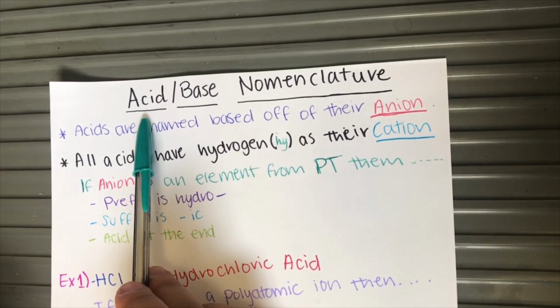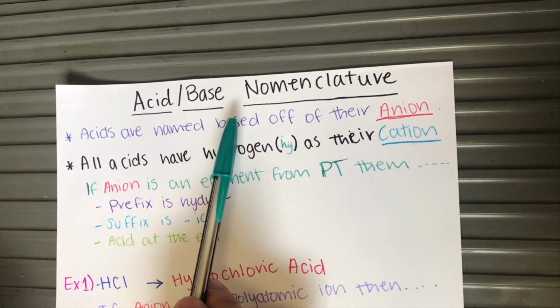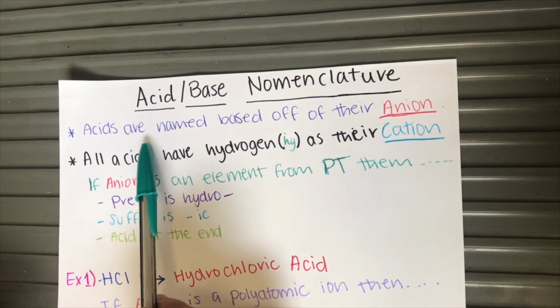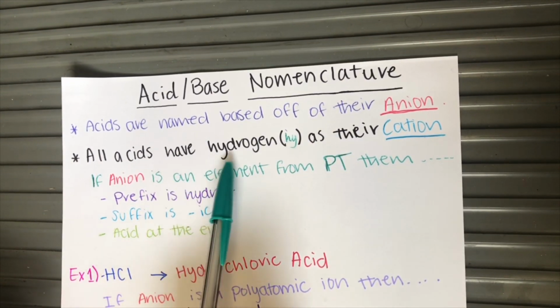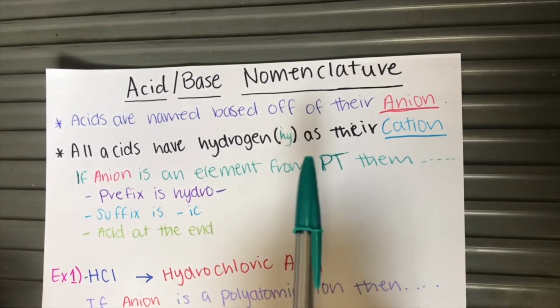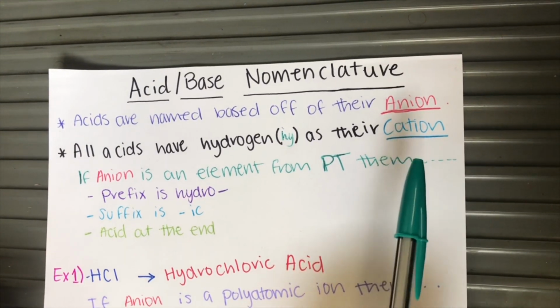Today we're going to talk about acid and base nomenclature. Acids are named based off their anion. All acids have hydrogen, which is H+, as their cation.